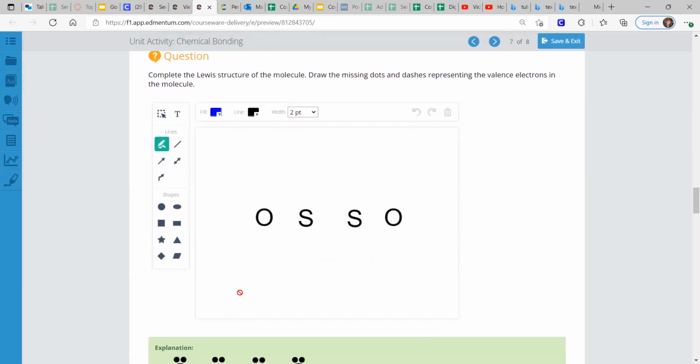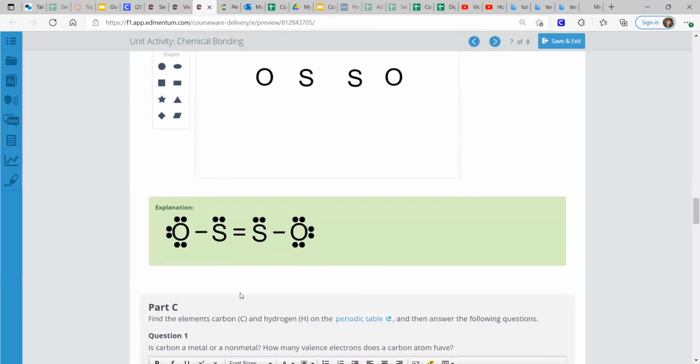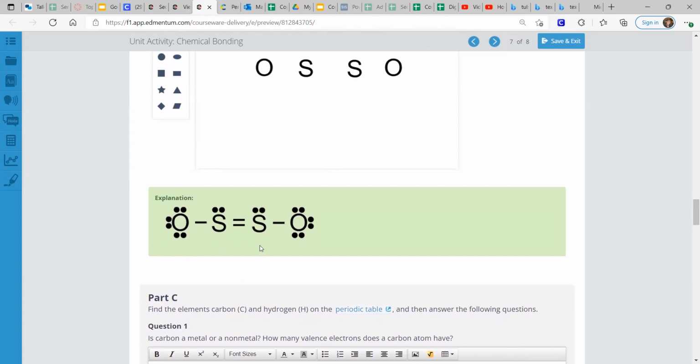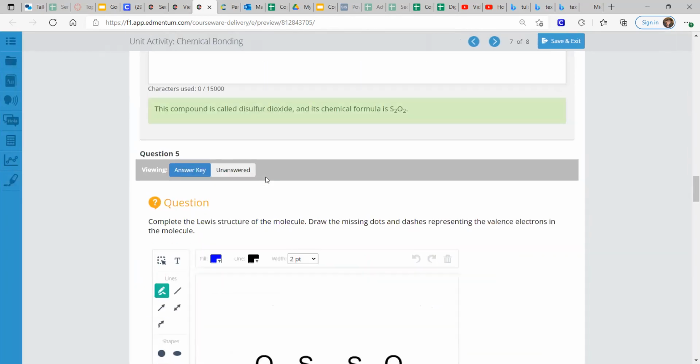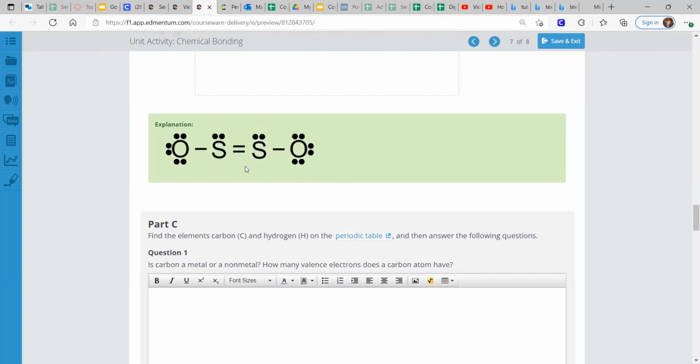Now we are drawing the Lewis structure of the molecule. And that will look like this. Remember, these bonds signify that they are sharing an electron. And this means there are 2 electrons being shared.